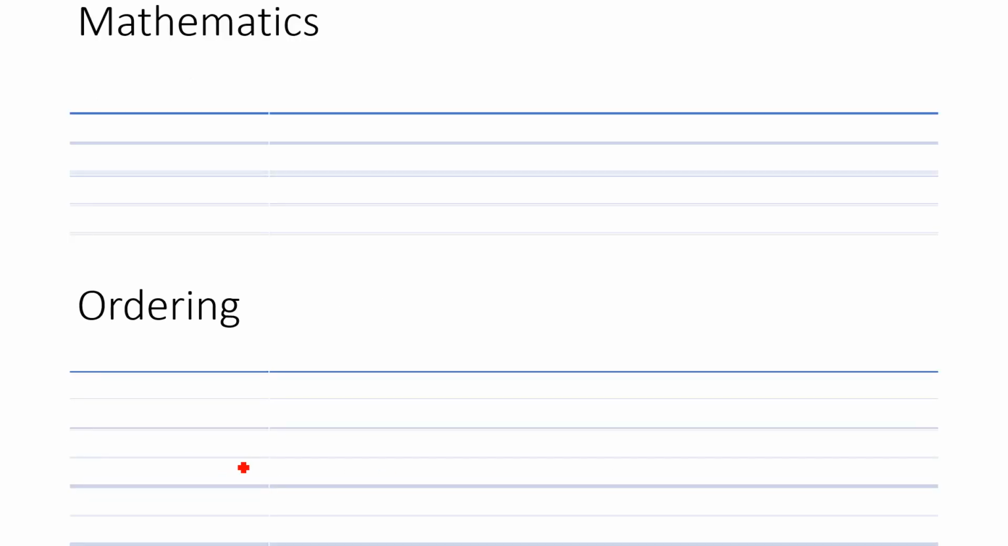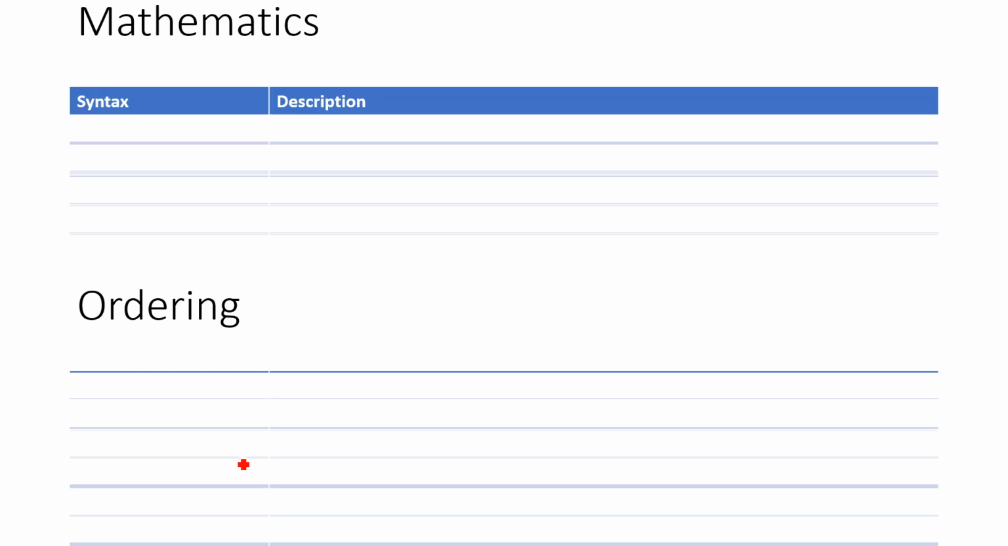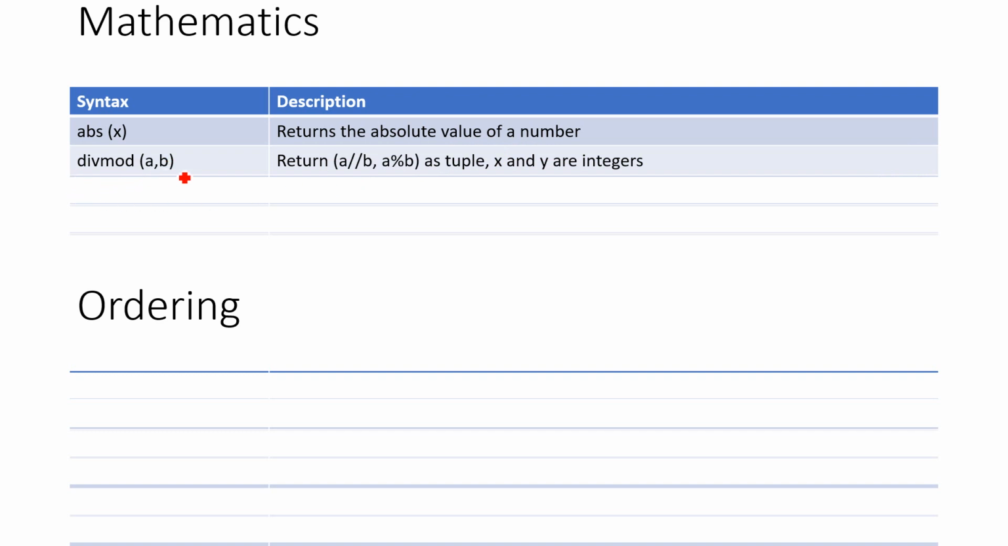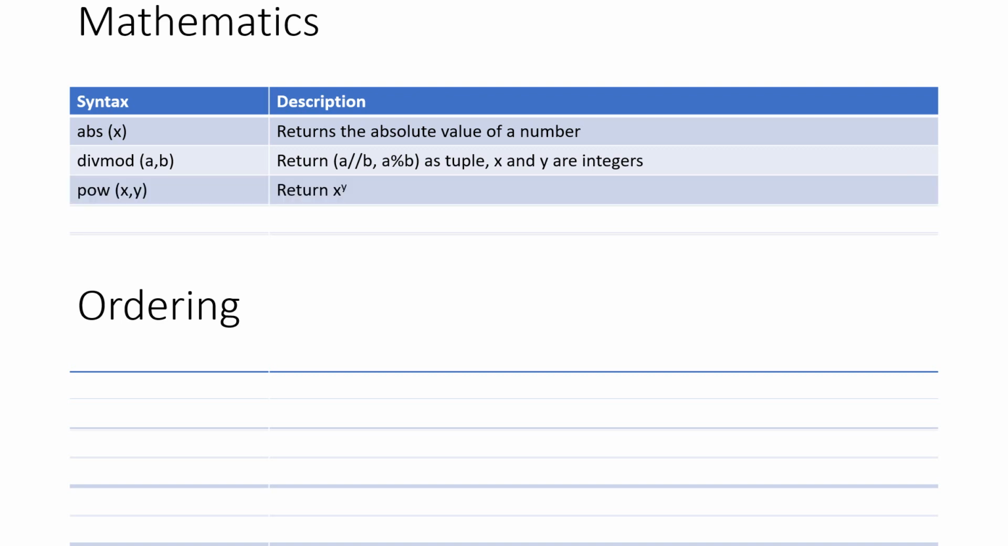And for mathematics, we have some functions. We have the absolute value: abs of x returns the absolute value of a number. We also have divmod of a comma b, which returns the true division and also the modulus, that is, the quotient and the remainder as a tuple, where x and y are integers. We also have the power, pow of x comma y, which returns x power y. Then to round to the nearest integer, we have round of x.